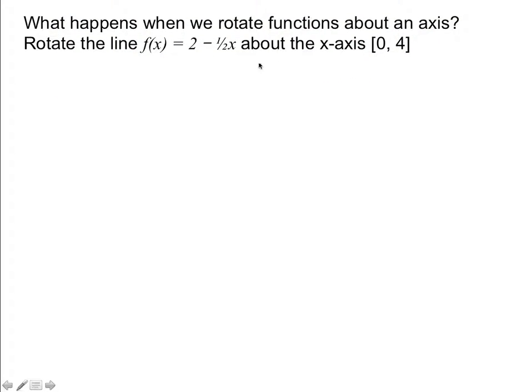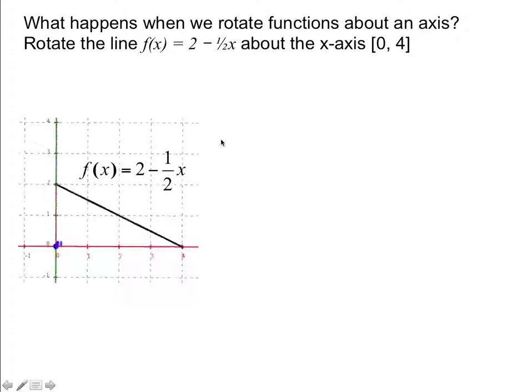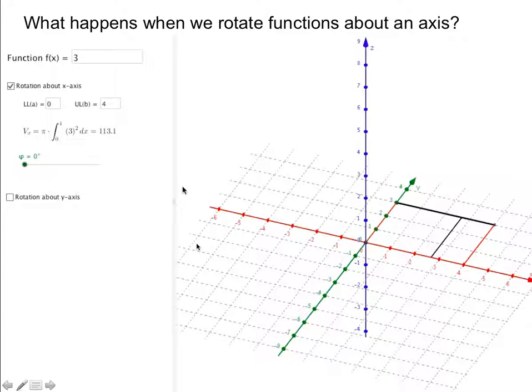And so let's take a look at this function. If we notice, that function is linear, so it has an intercept of 2 and a slope of -0.5, so down 1 over 2, down 1 over 2. And we're going to rotate this about the x-axis, so we're going to spin it about this axis here. And so when we do that, back in the video of GeoGebra here, I'm going to put in 2 minus 1/2 x.